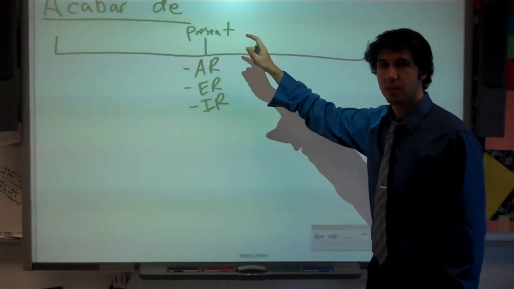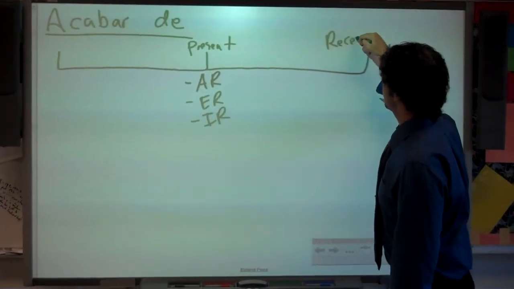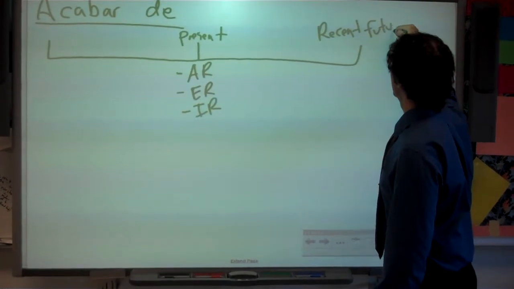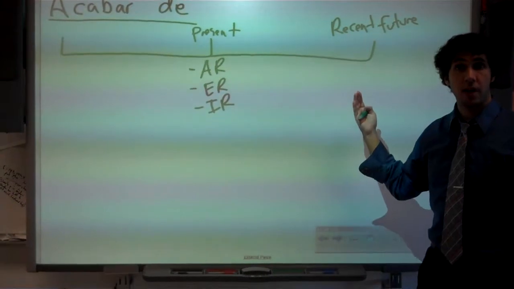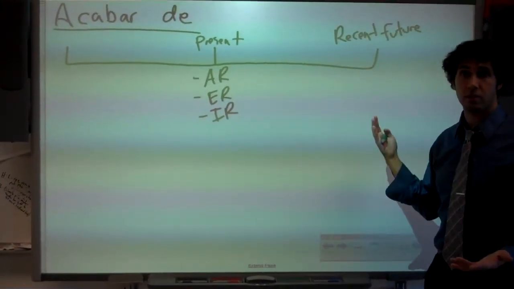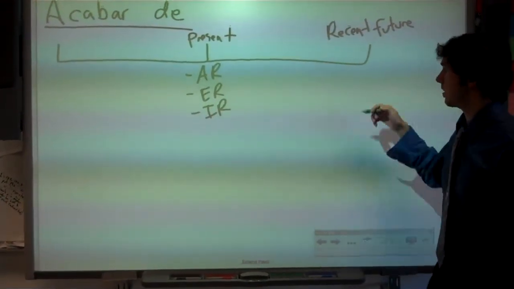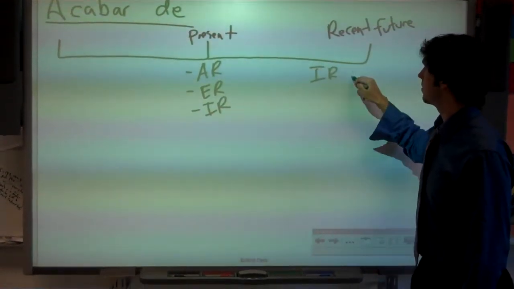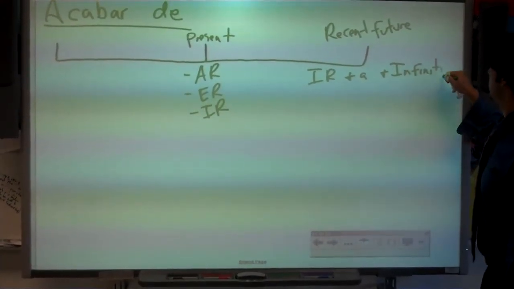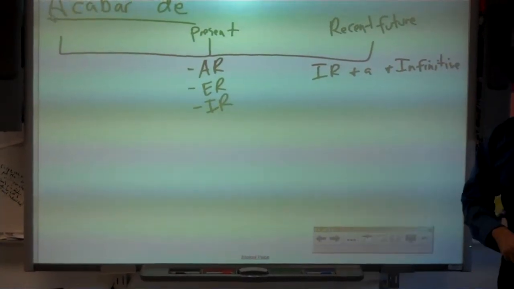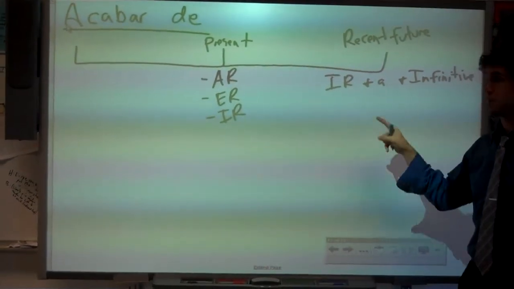Now, we can use some of the things that we have in the present tense in order to also talk about things that happened in the recent future. So we've got recent future there, okay? Now, with recent future, we're talking about things that we're going to do. So we're looking at the things that we covered in chapter 2.3 with ir plus a plus infinitive.